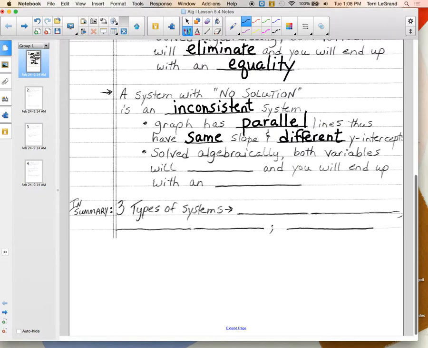And we're identifying all of this stuff because when you have to prove without graphing a system what type of system it is, you're going to use this kind of information to help you out. When you solve these algebraically, guess what happens to the variables? Eliminate. They eliminate again.